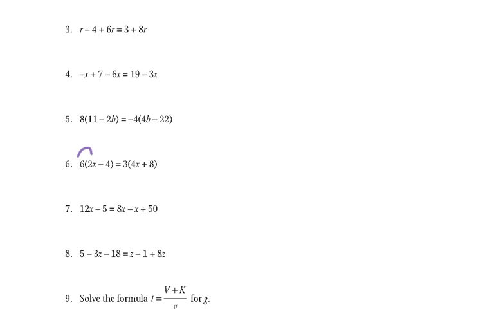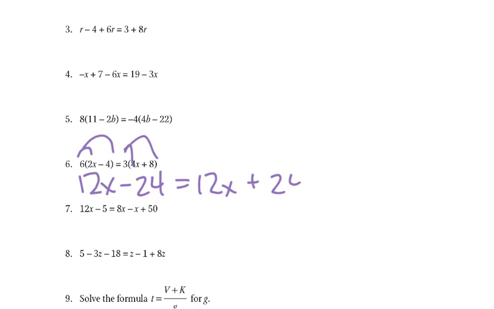Okay, number 6. So, same idea. 2 times 6 to get 12x. 6 times negative 4, negative 24, equals 3 times 4 gives me 12x. 3 times 8 gives me a positive 24. Now you may look at this one and say, oh, this is the same as number 5, but watch what happens. I subtract 12x from both sides. That becomes 0. That becomes 0.